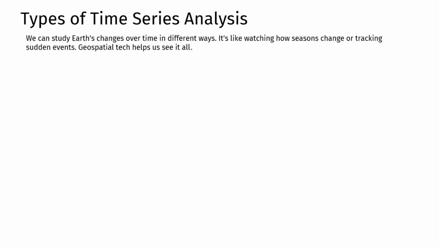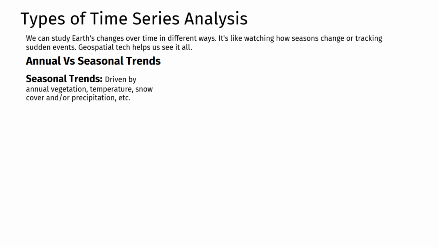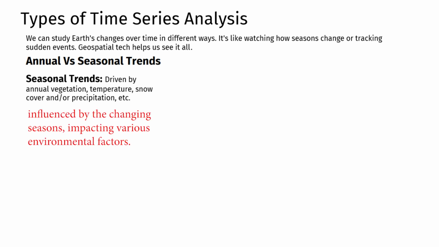In geospatial technology, we have the capability to study Earth's changes over time in diverse ways, much like observing the transition of seasons or tracking sudden events. Let's dive into the different types of time series analysis. Annual versus seasonal trends. Seasonal trends. These trends are influenced by the changing seasons, impacting various environmental factors.